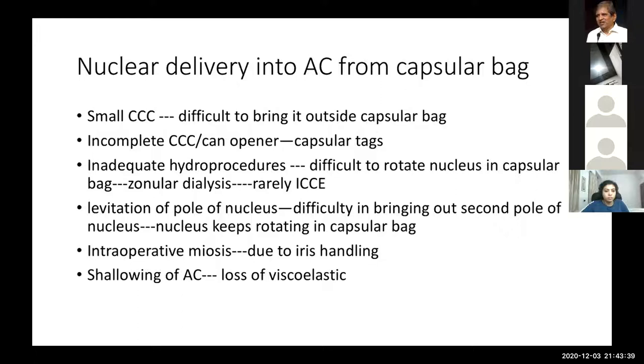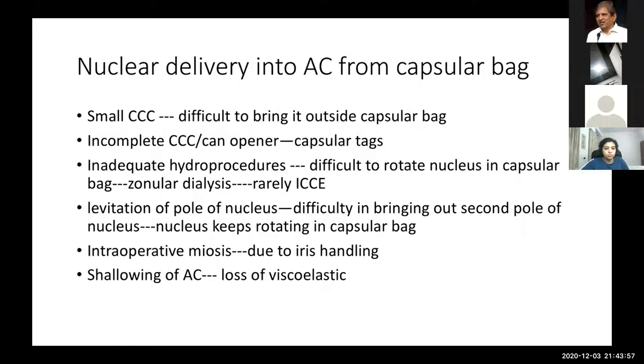That is what I like to call an invisible hand. You can push the iris backwards using a viscoelastic. And using a single Sinskey hook itself, we can bring out the second pole of the nucleus outside the capsular bag. And this is one of the mistakes they make. Once they bring out one pole of the nucleus, it is always better.